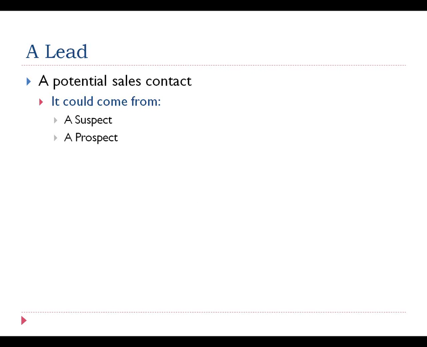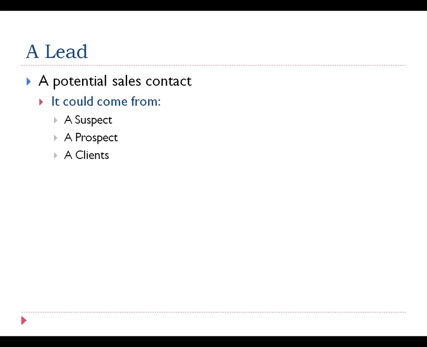A potential sales contact can come from a prospect. Now, a prospect is someone who is looking for what you do, and they have the means to pay for your services. So there are two things. They're looking, and they have the means to buy your products and services. A potential sales contact can come from an existing client. So an existing client may want to do more business with you.